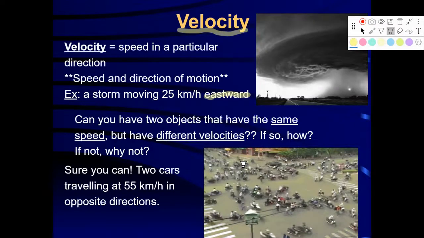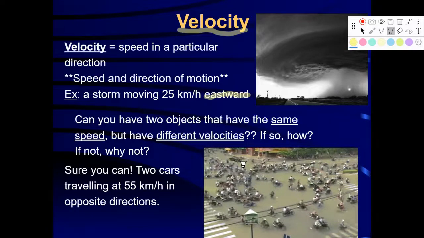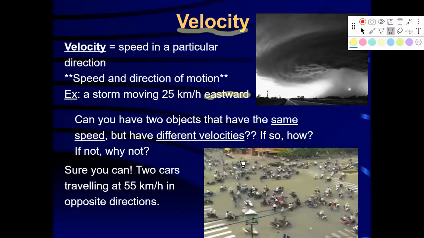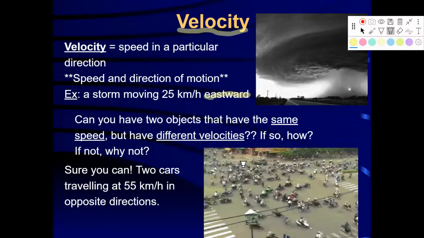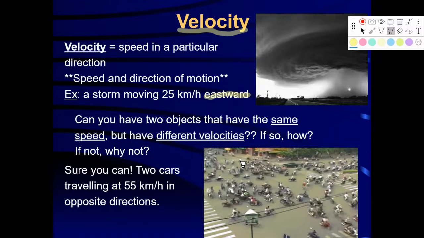If you have two cars traveling at 55 kilometers per hour, but they're coming in opposite directions, then yeah, they have the same speed but different velocities, right? And so again, this GIF right here that you see, tons of people moving, probably at the same speed and definitely in different directions.